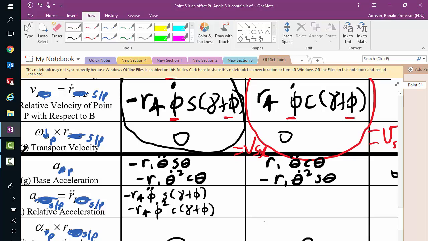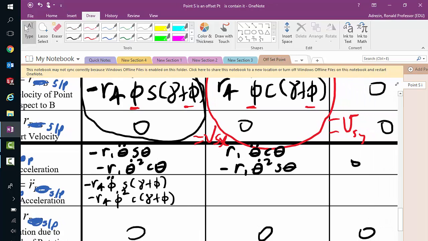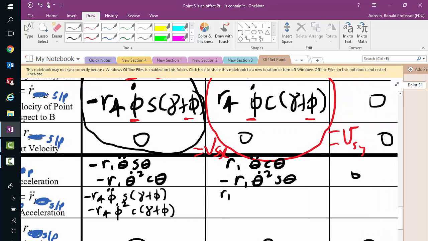Same thing here. Hold the cosine constant, so I have R4 phi double dot of cosine gamma plus phi. If I hold the R4, well, R4 is constant, the phi dot constant, sine becomes minus sine of gamma plus phi. If I'm using the product rule, but now I have the chain rule, phi becomes a phi dot, so that's the phi dot squared because I already have one, and that's 0.